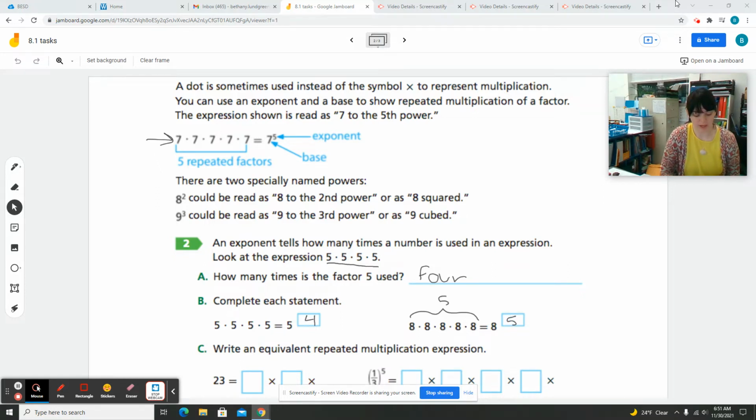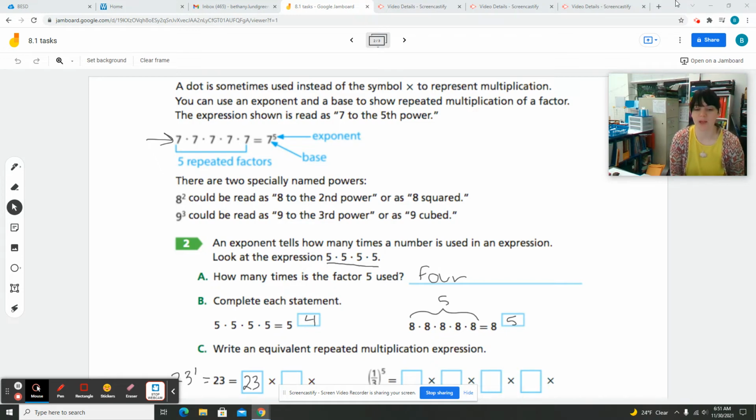Okay, for part C, we're going to write an equation. Write an equivalent repeated multiplication expression to 23. Well, whenever we see 23 just by itself, that means that it is not multiplied by anything. So we can just do 23 like that. Now the 23, another way that we can write this is 23 to the 1st power. Because that 1 just represents, you just have 1, 23. So 23 to the 1st power is equal to just 23.